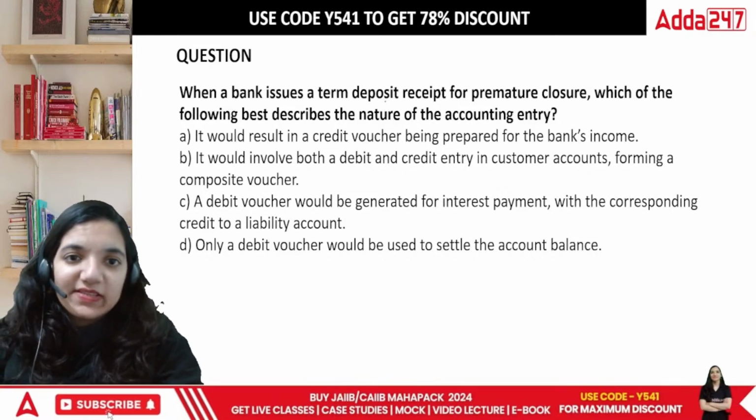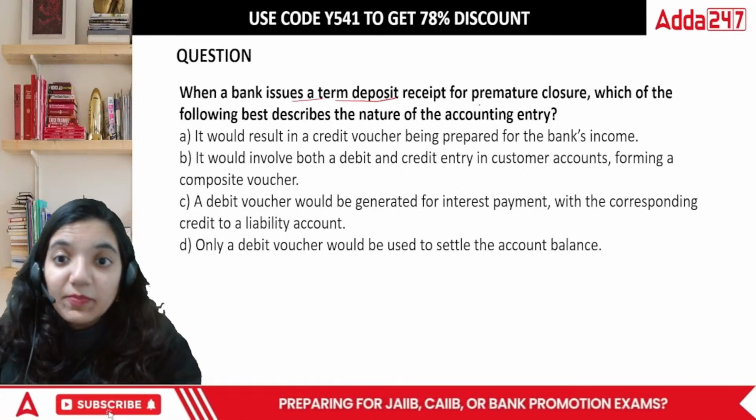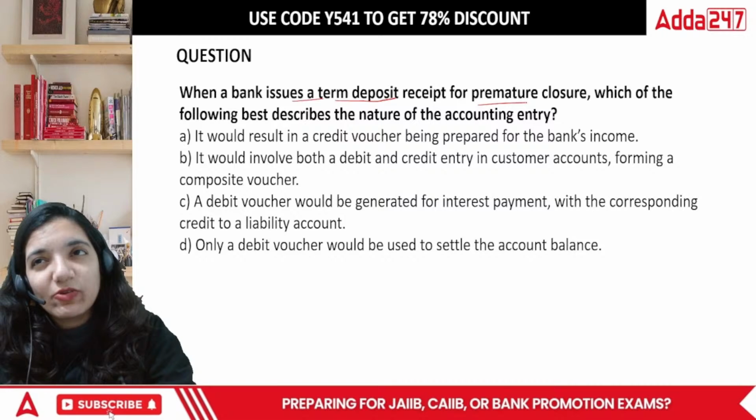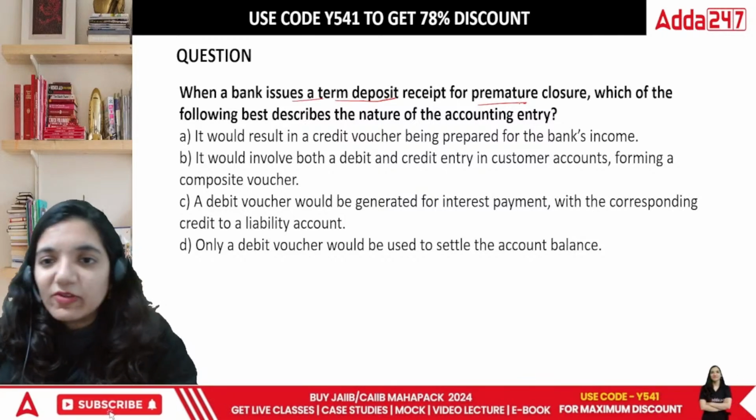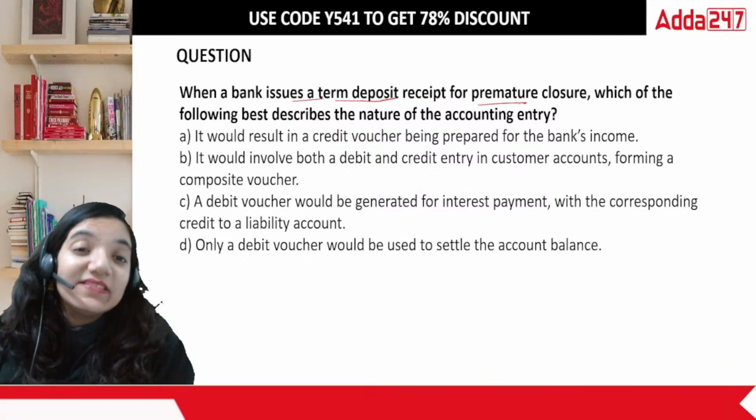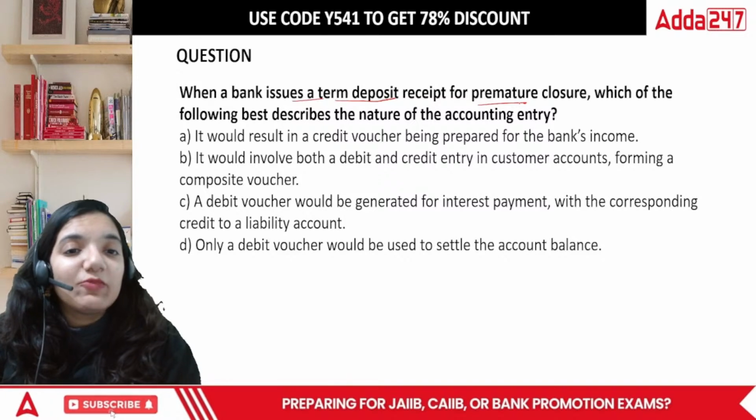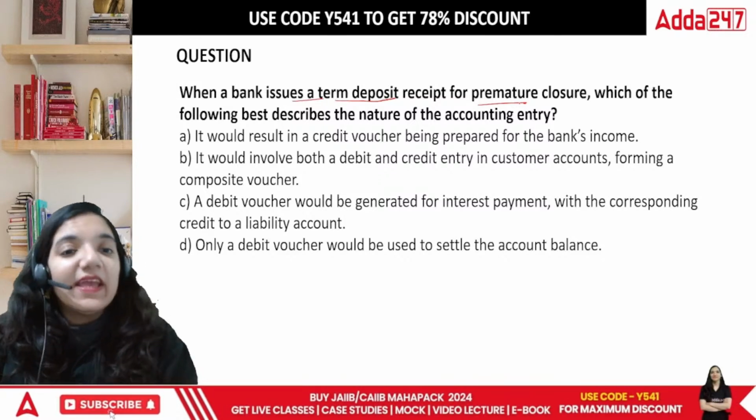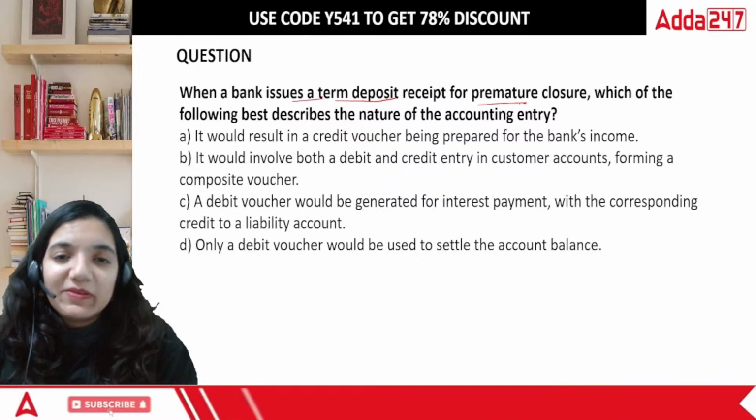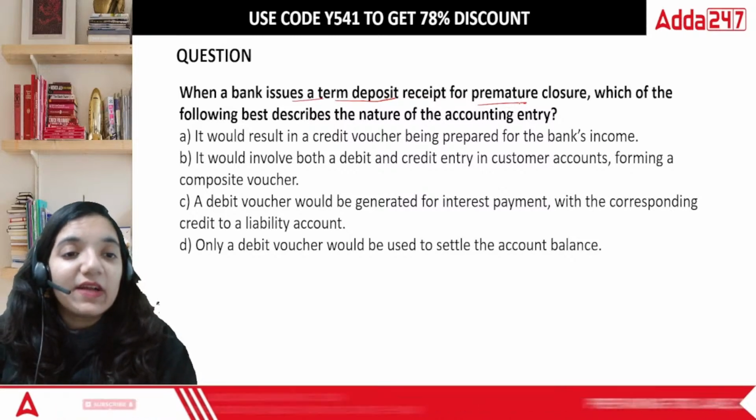Next question, everyone. It says that when a bank issues a term deposit receipt for a premature closure, if I'm prematurely closing, then definitely I have to pay some kind of penalty, I lose money in terms of interest. Which of the following best describes the nature of the accounting entry? The first part is it would result in a credit voucher being prepared for the bank income. It would involve both a debit and credit entry in customer accounts, forming a composite voucher.